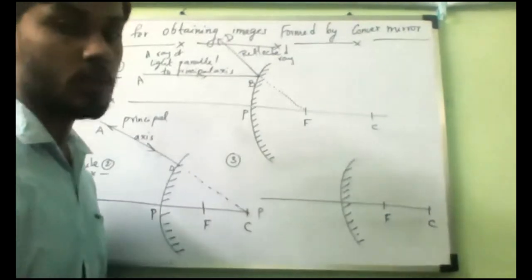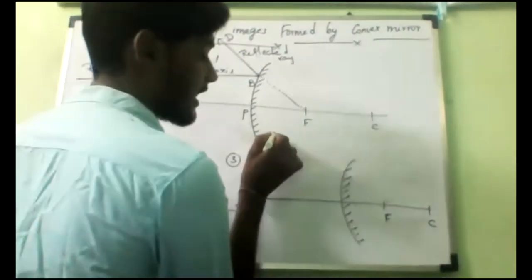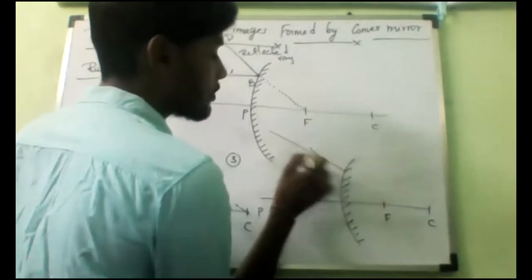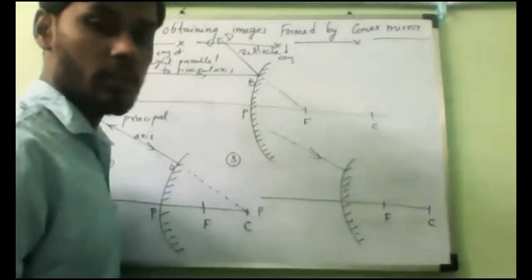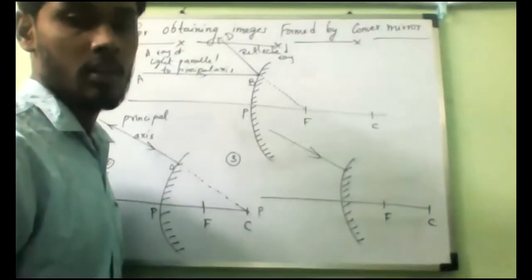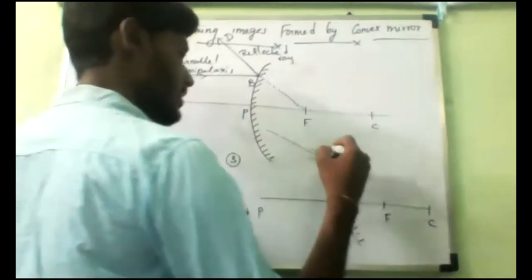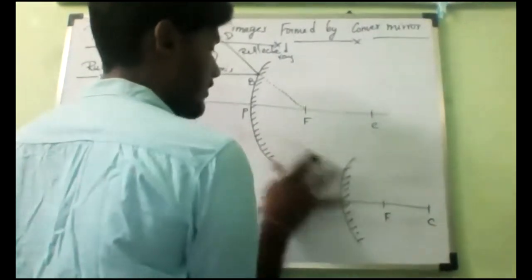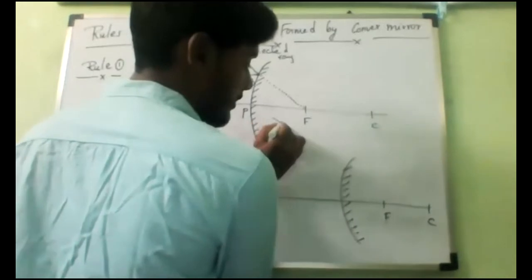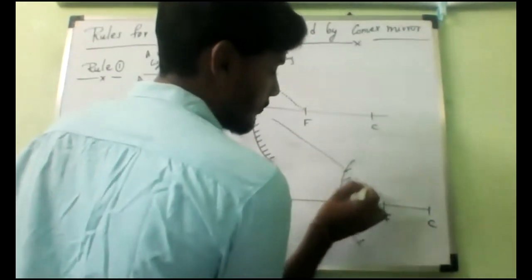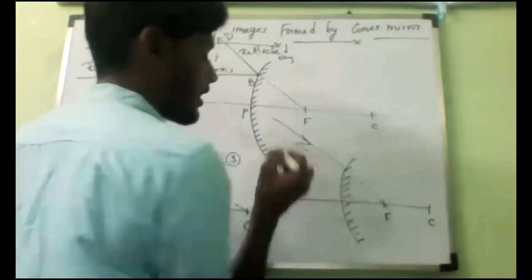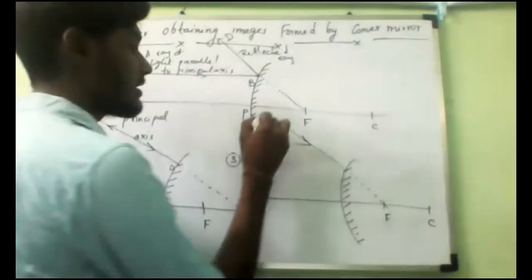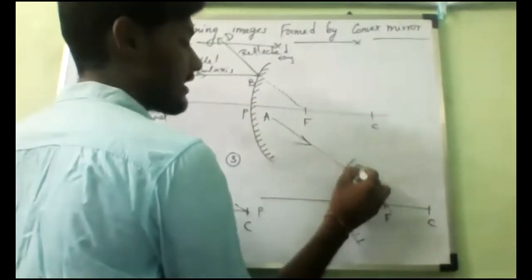Now just opposite to that. If you send in an incident ray which is heading towards the focus, understand? What will happen? What will happen right here? It will become parallel to the principal axis. So let me draw the incident ray going towards the focus.